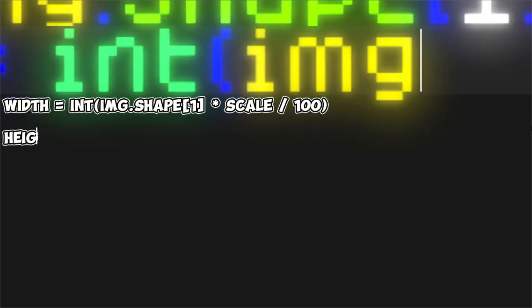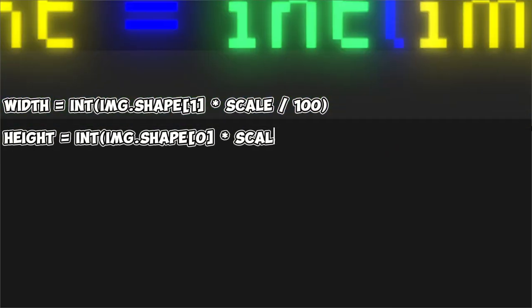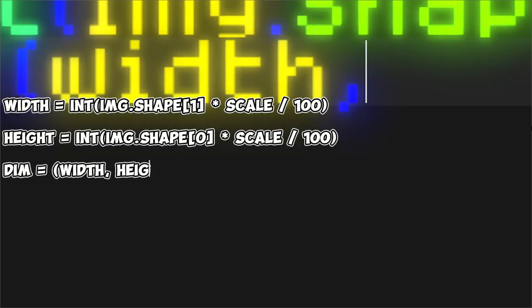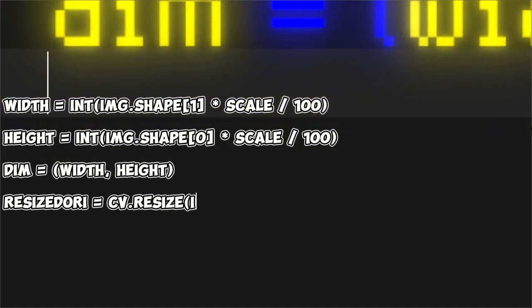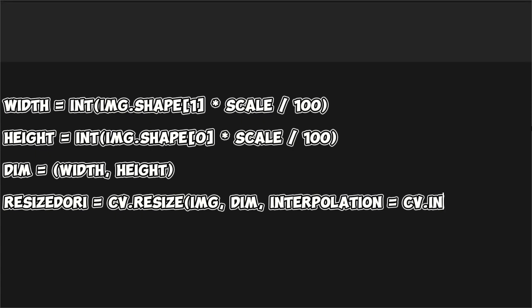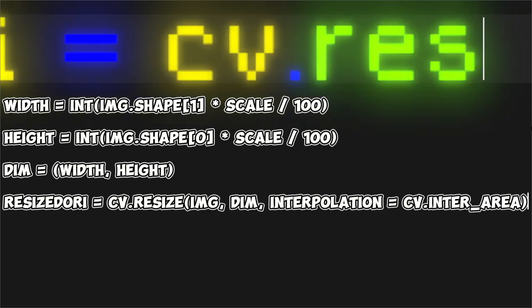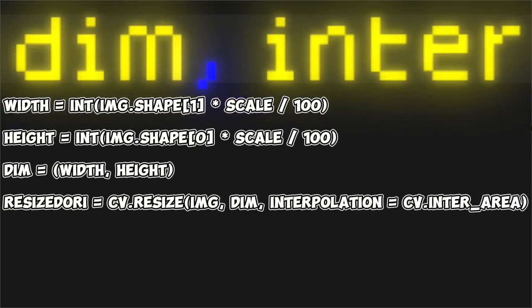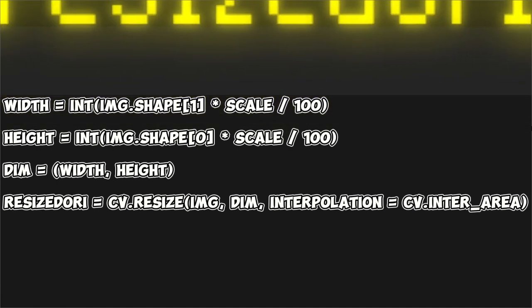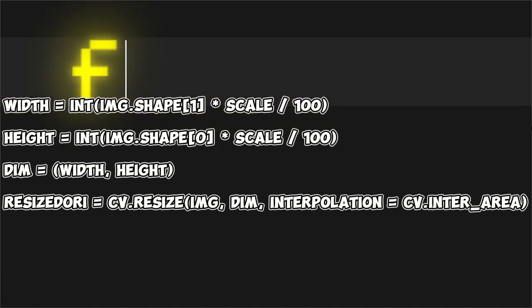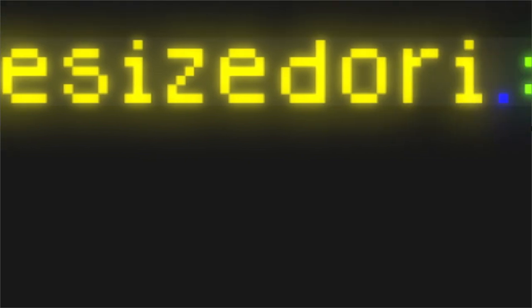Now we will calculate the new width and height for resizing the image. Because for performance purposes, the formula is easy: property times scale divided by 100. After we got the new height and width, we resize the image.